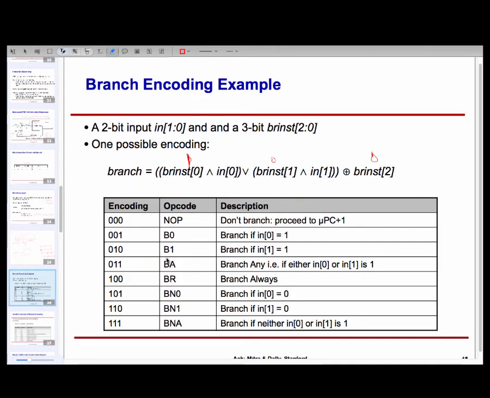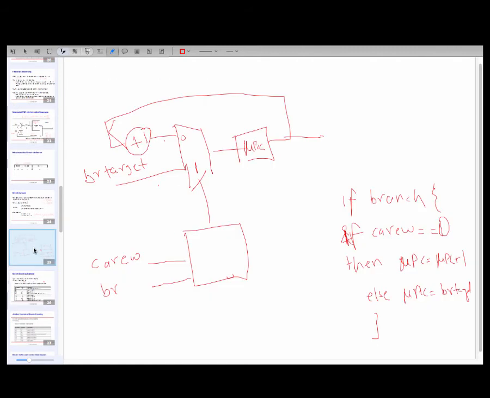Let's take another one. 1, 0, 0. 1, 0, 0 means branch instruction 0 is 0, so this guy is 0. Branch instruction 1 is also 0, and this guy is 1. So this whole thing is 0. 0 XOR 1 is 1. So the output would be 1, which would mean always select the lower part, so it will always branch.